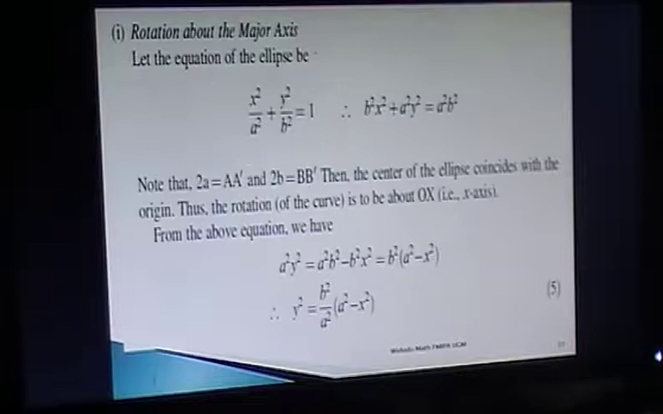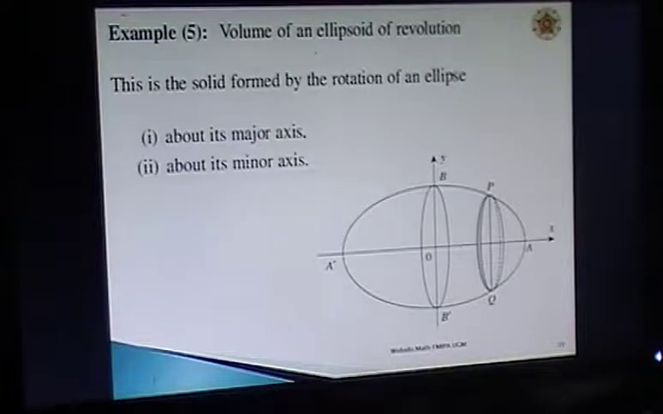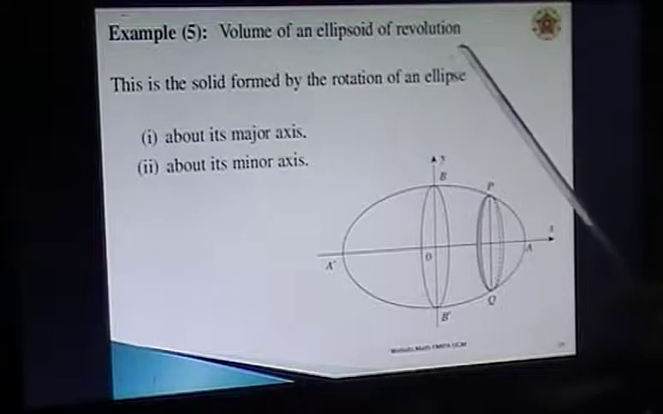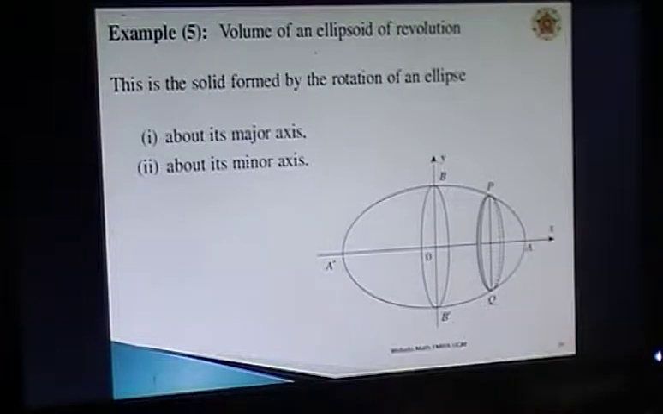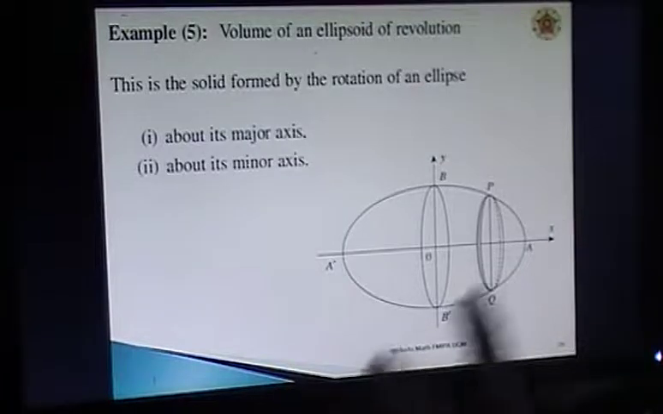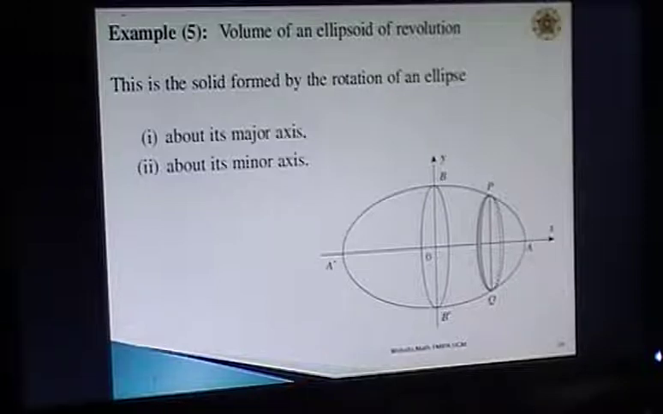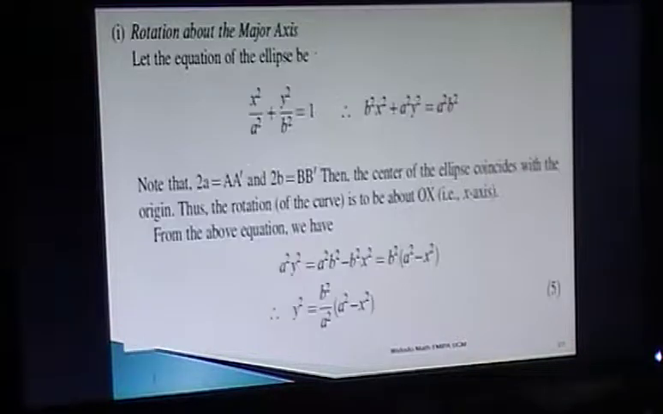The other example is about the ellipse. For example, if we want to calculate the volume of the ellipsoid of revolution, what does ellipsoid mean? Actually, the ellipsoid is a solid of revolution obtained by rotating an ellipse about an axis, maybe the x-axis or maybe the y-axis. Okay, so we can calculate it in the following way.